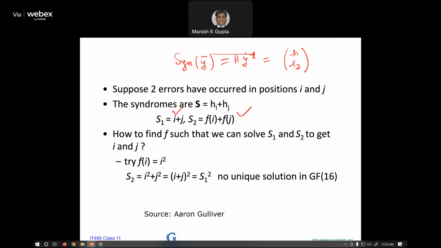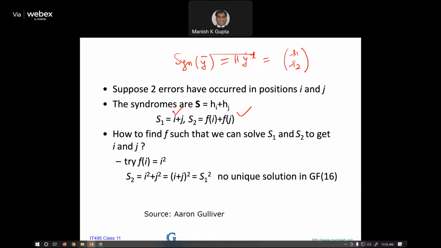Now, if I try f of i equal to i, what will happen? Suppose we repeat all the columns as they are. Whatever is written at the top, you repeat at the bottom. So you see S1 is equal to i plus j, and S2 will be i plus j. Actually, this is an inconsistent system, right? So you cannot do anything. That you can avoid. Next, try f of i as i squared. Can I solve?